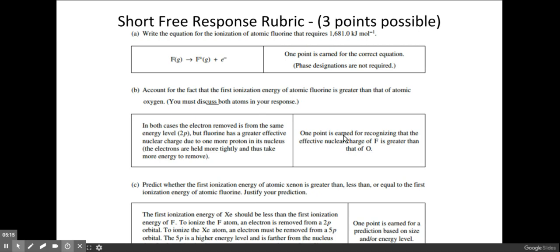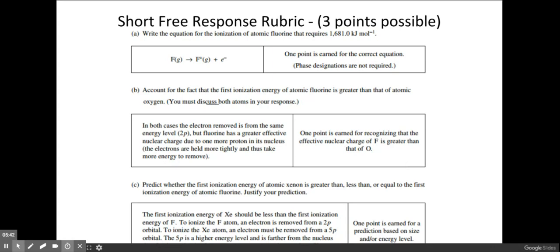So notice it says 1 point is earned for recognizing that the effective nuclear charge of fluorine is greater than that of oxygen. So if you said the Zeff of F is greater than that of oxygen, and that justifies the statement, that's fine. A lot of times in these scoring rubrics for free response questions, they get a little bit more verbose than you need to. So take a look at what earns the point.